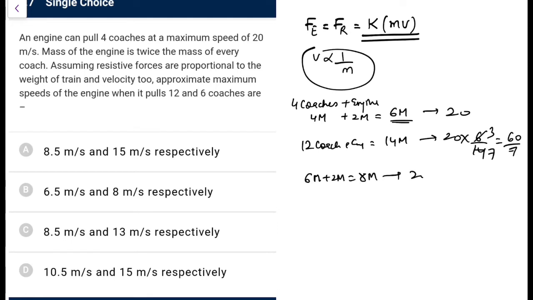So when you have 8m, that would be 20 into 6 by 8. Mass increases, so speed will decrease. So what we have is 3, and this is 4, this is 5, 5 and 3, 15. So 8.5 and 15, that would be the choice. So go for option A in this particular situation. So it's a nice question.